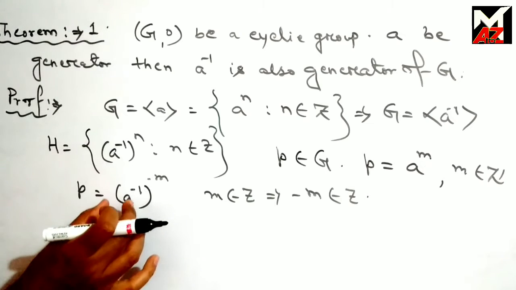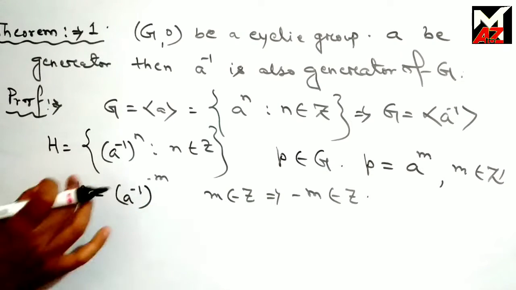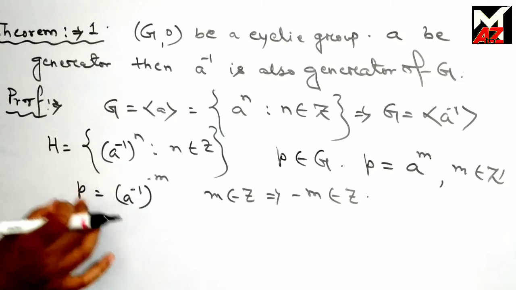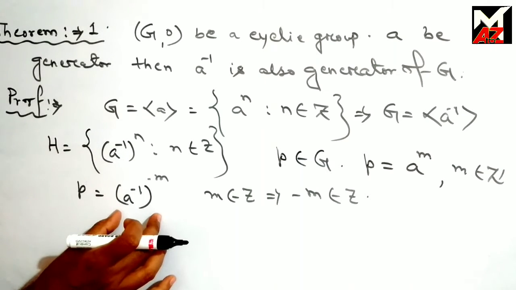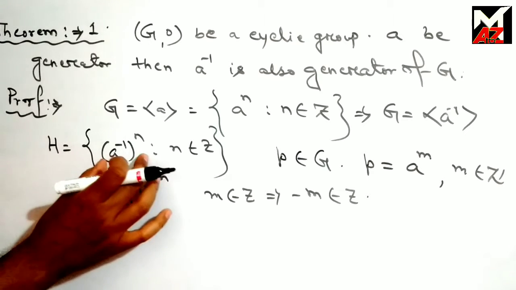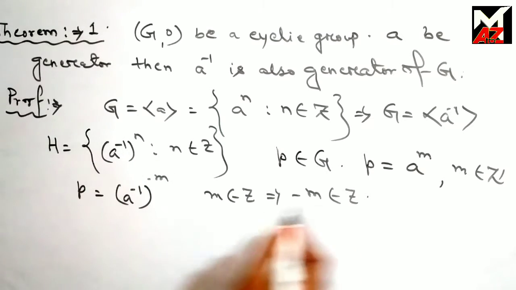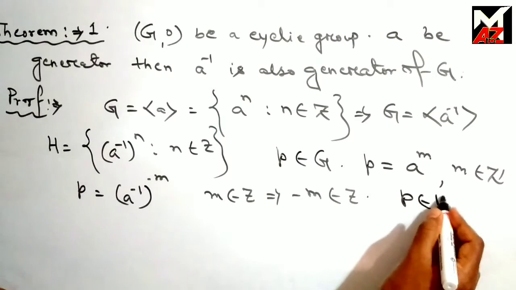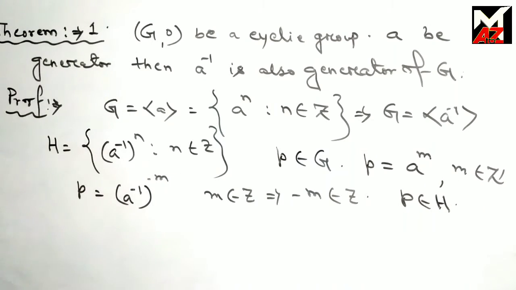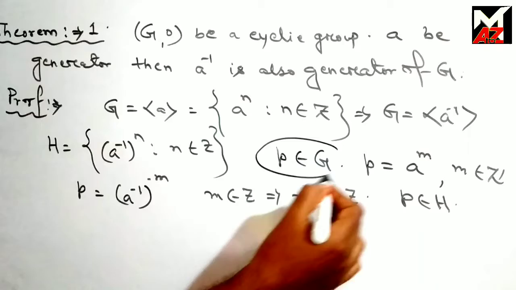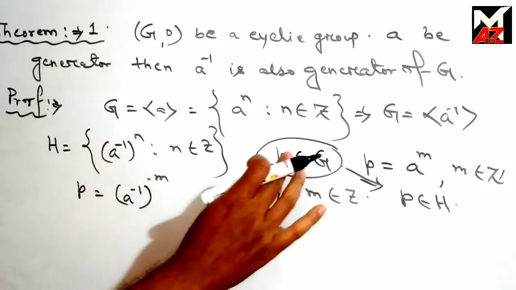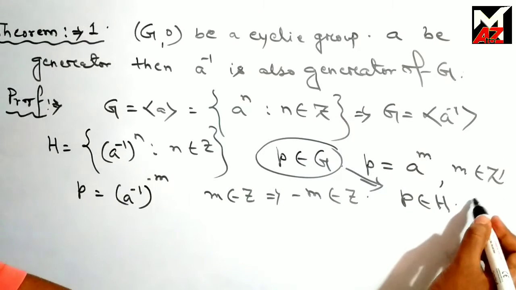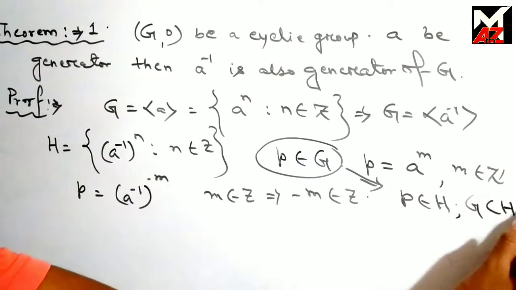So we can say that this element, that is P, also belongs to H, because this type of element is here. So we can write P belongs to H. Now we start from P belongs to G and we prove P belongs to H. So from this we get G is a subset of H.